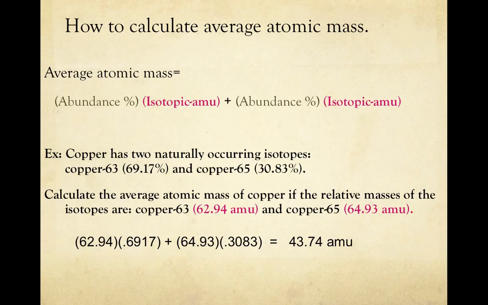So this is how you'd calculate it out. First, I take, again, the abundance percent. So here's the abundance percent, 69.17, change it to a decimal, so 0.6917, times the AMU, and here's the AMU right here, plus here's the next one's abundance, 30.83, 0.3083, and then that guy's AMU right there. You multiply this, you add them together, and then you get 43.74 AMU.